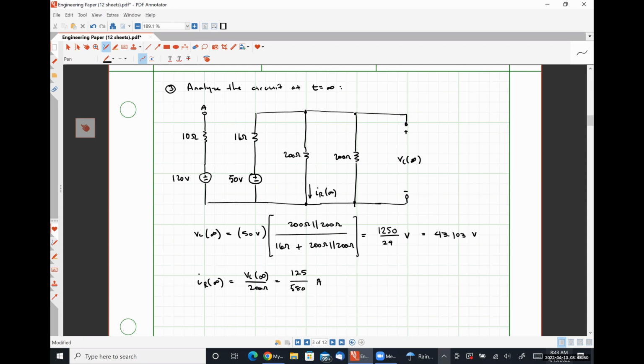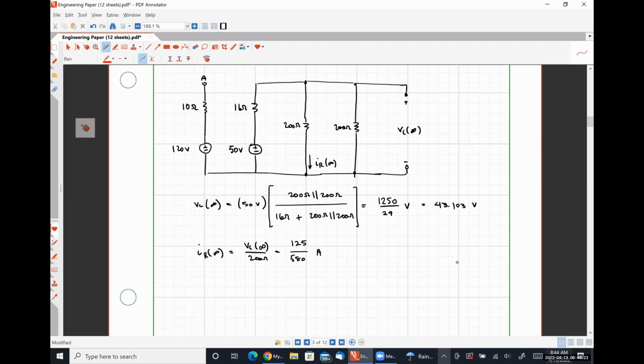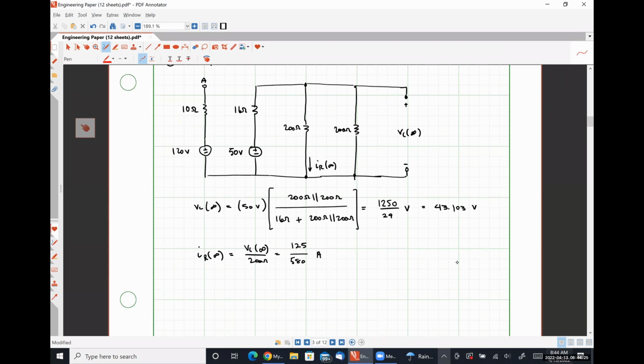So in Monday's lecture, we would have had something like this, except that the 50-volt source literally wouldn't have been here, so that VC at infinity would have had to have been 0. That's the fundamental difference. The analysis at t is equal to infinity is going to yield a non-zero answer for our quantities of interest. Okay. So any other questions regarding this analysis that we've done here at t is equal to infinity?